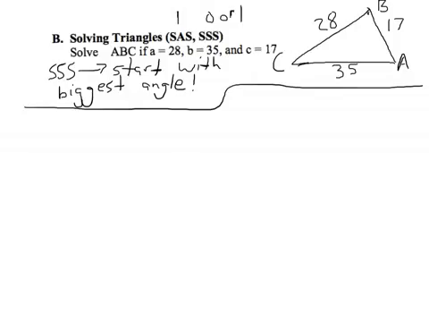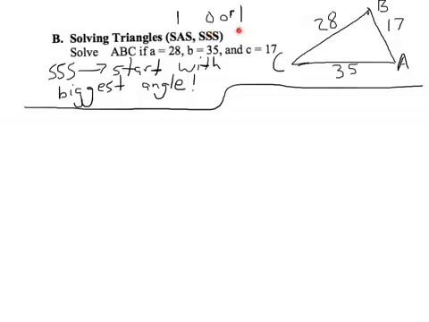Okay, our first question, I've already drawn a few things in here. It says solve for triangle ABC if you know that little a is 28, little b is 35, little c is 17. And for situations like this, you can actually get a fairly realistic picture if you think about how those three sides are going to come together.